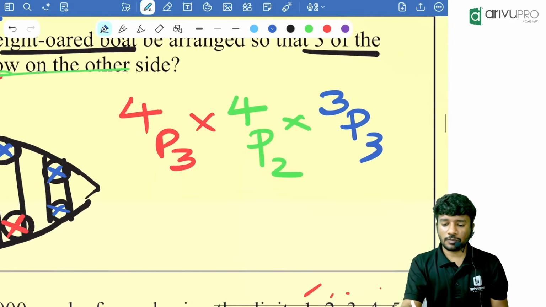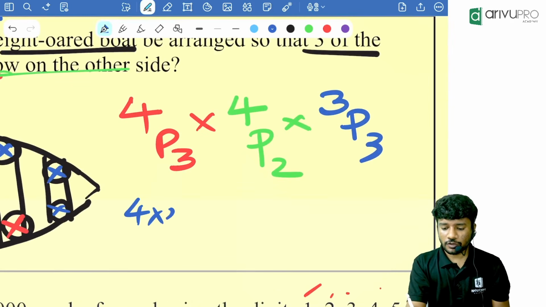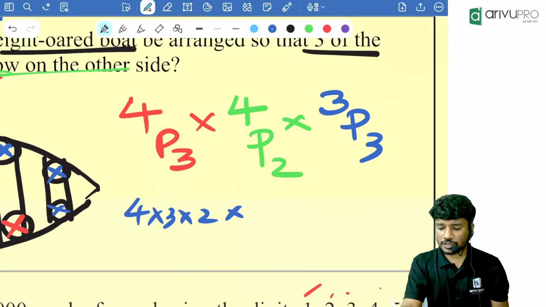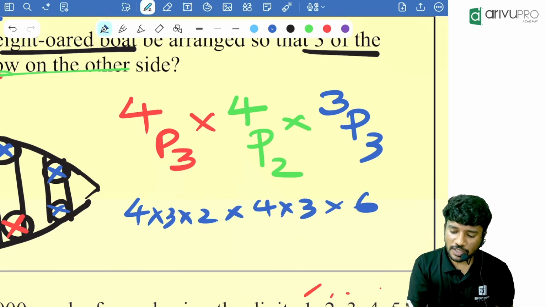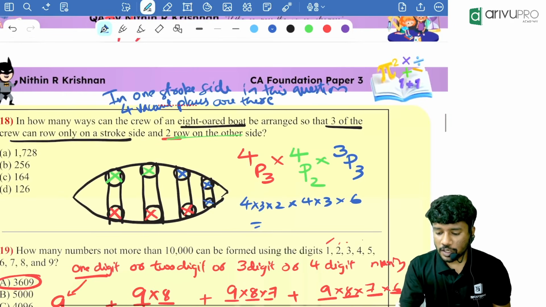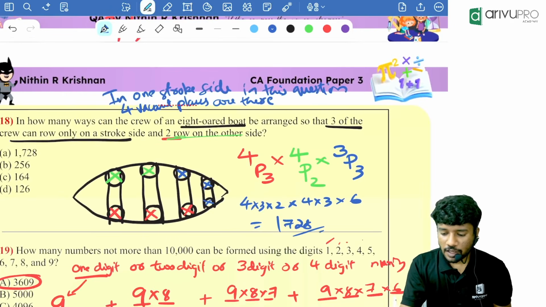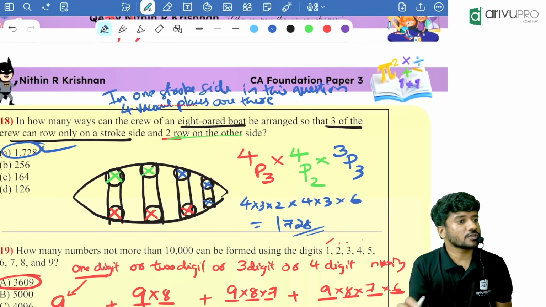So the answer is what? 4p3 is how much? 4 into 3 into 2. 4p2 is how much? 4 into 3. 3p3 is how much? 3 factorial. That is how much? 6. How much is the answer? 1728. I hope that everyone understood this question.